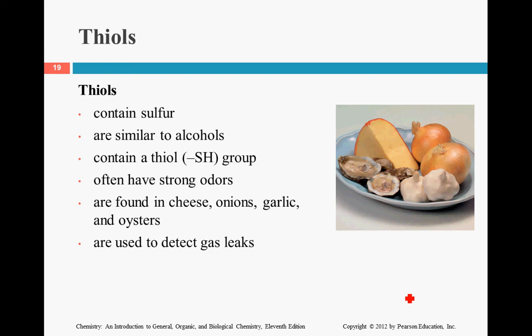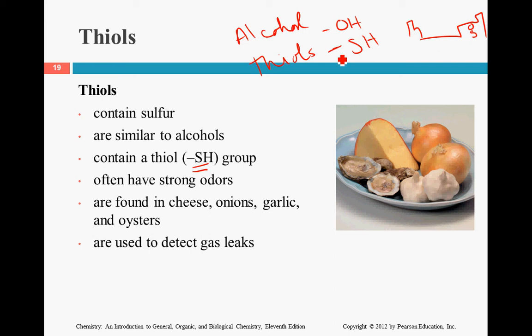Thiols are slightly different than hydroxides, than alcohols. Notice there's sulfur there. So alcohol is an OH. Thiols are an SH. If we look at the periodic table, here's oxygen. Sulfur is right underneath it, so they have the same number of electrons. And once again, this dash means this is the rest of the carbons. So this is bonded to a carbon right there.